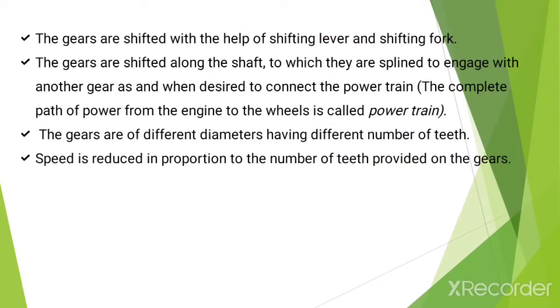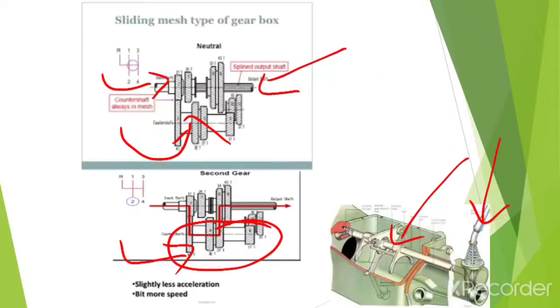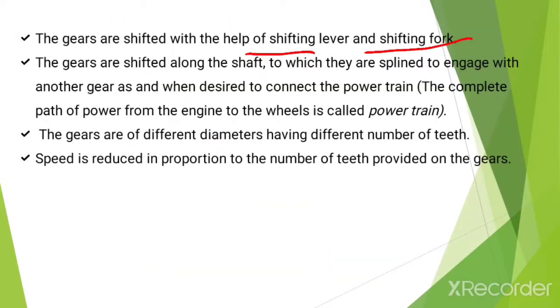Then the gears are shifted with the help of the shifting lever and shifting forks. Here are the shifting forks, and this is the shifting lever. After that the gears are shifted along the shaft to which they are splined, to engage with another gear when desired to connect the powertrain.